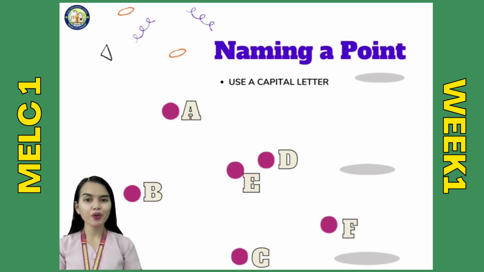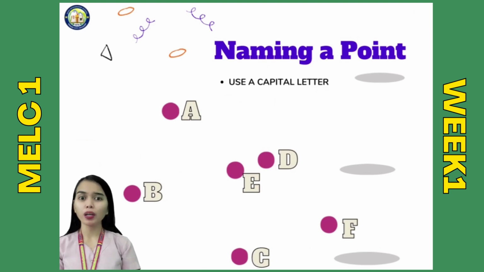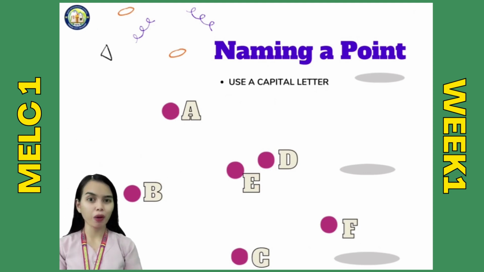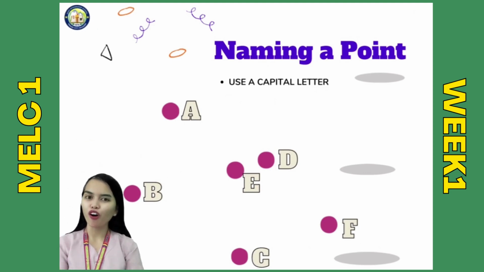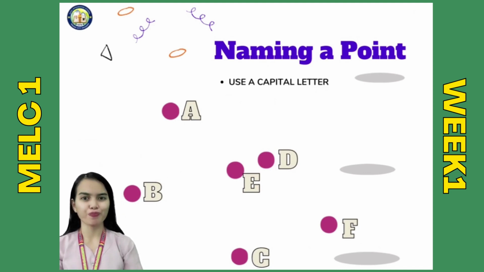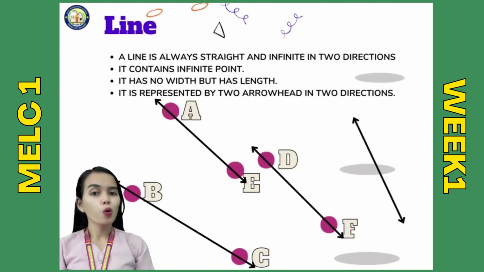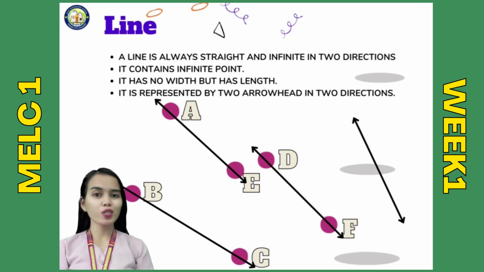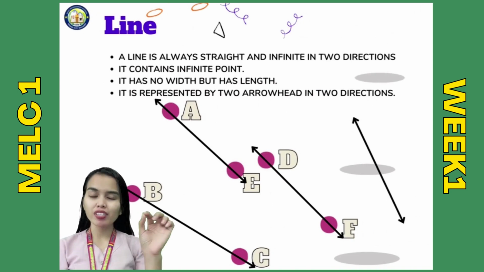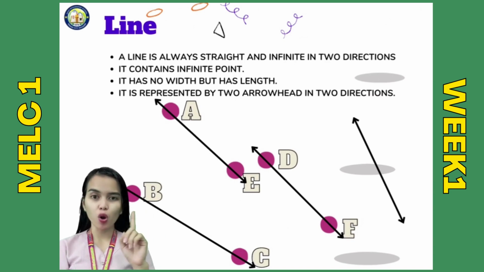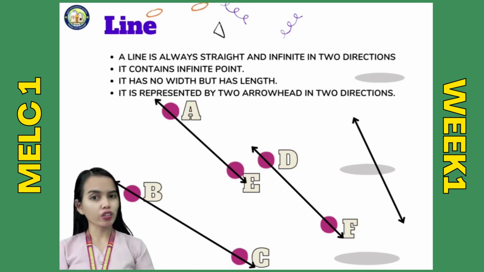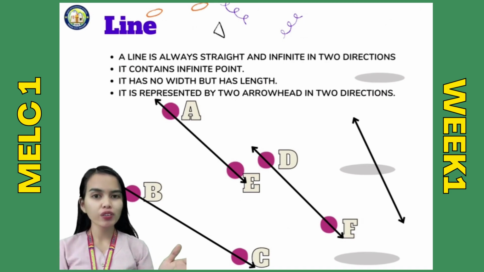Okay, now you already identified what a point is and how to name a point. Now let's move on to the second undefined term. What is a line? A line is always straight and infinite in two directions. It contains infinitely many points. It has no width but has length. It is represented by two arrowheads facing opposite to each other. So they are facing in two directions.